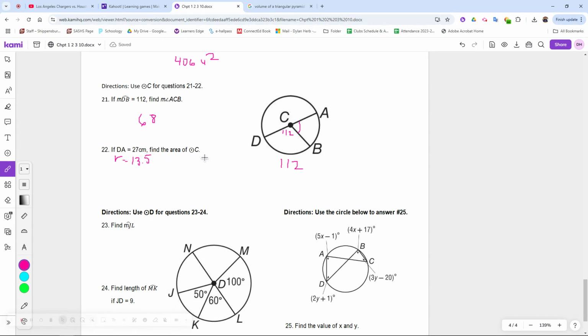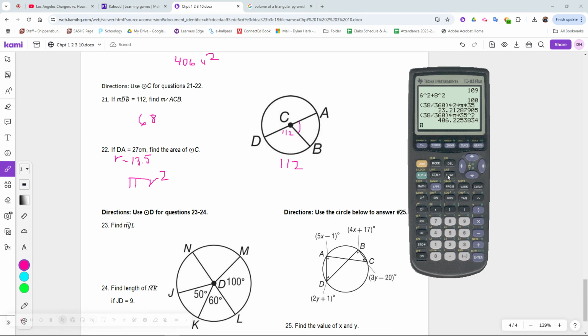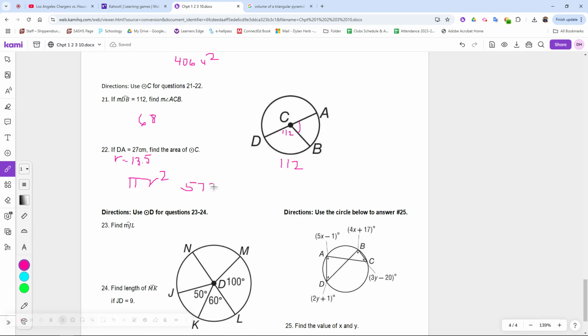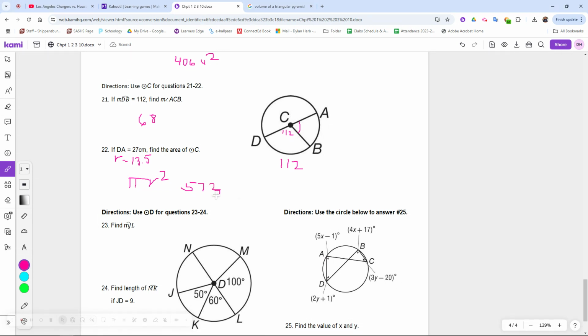It says find the area of the entire circle C. So area is pi r squared. So I just want to do pi times 13 and a half squared. So pi times 13.5 squared. 572, roughly. Did I round that wrong? Yeah, it should be 573 if you round it up.